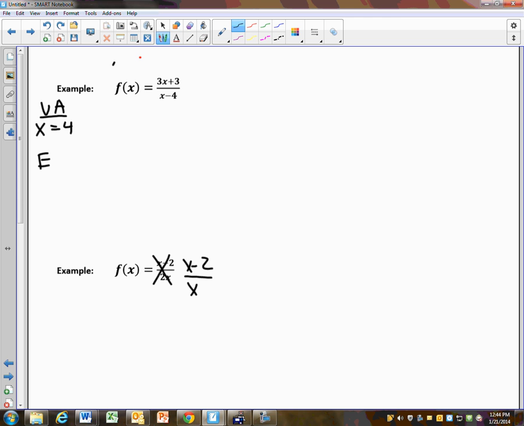End behavior. How do we determine end behavior? We divide it. So I take x minus 4 and I divide that into 3x plus 3. What do you multiply x by to get 3x? 3. So we get 3x minus 12, subtract, 15. So my remainder is 15. So plus 15 over x minus 4.